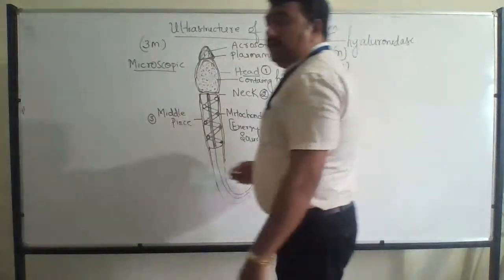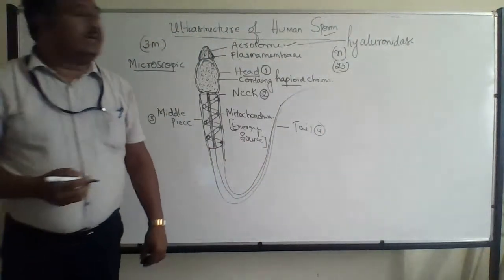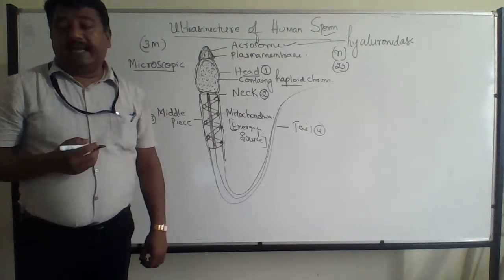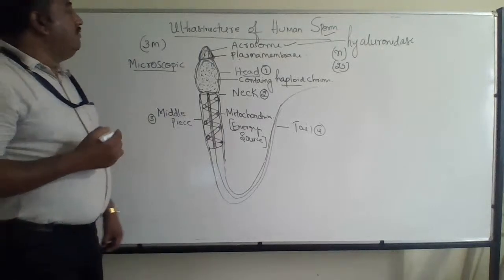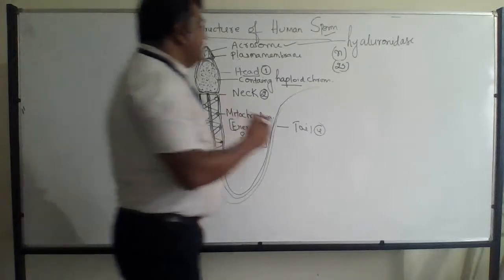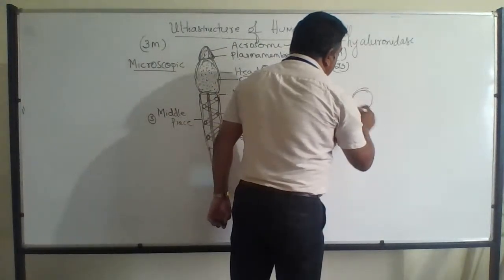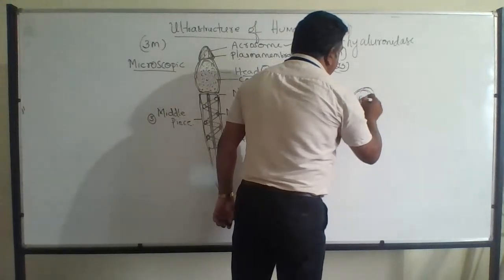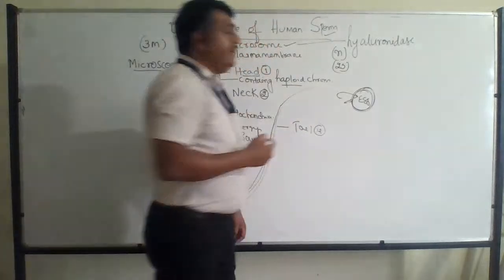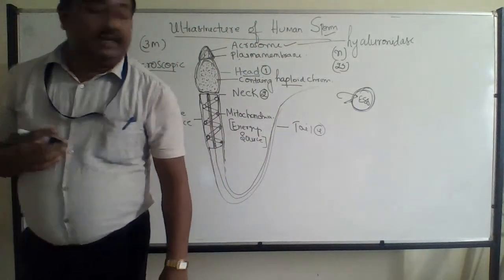The acrosome is filled with an enzyme called hyaluronidase, and this enzyme helps in the fertilization of the ovum. How? This enzyme helps in digesting the egg membrane for the penetration of the sperm nucleus into the egg nucleus.